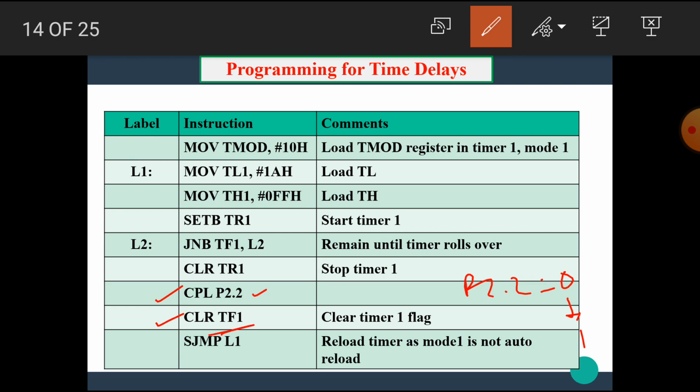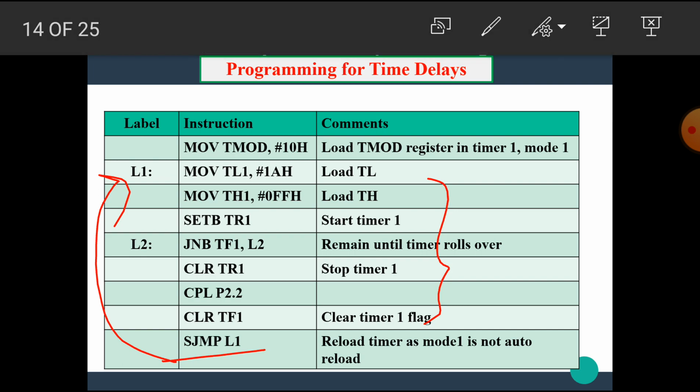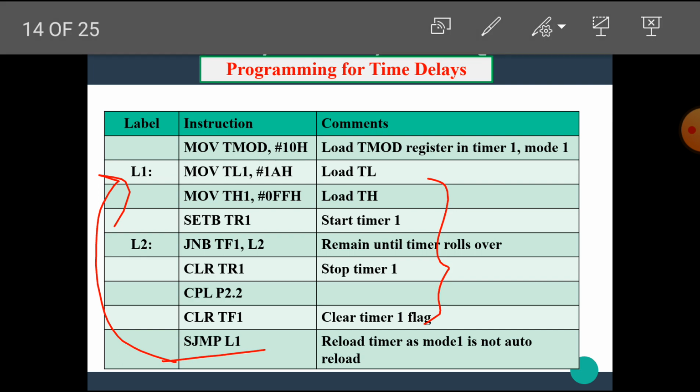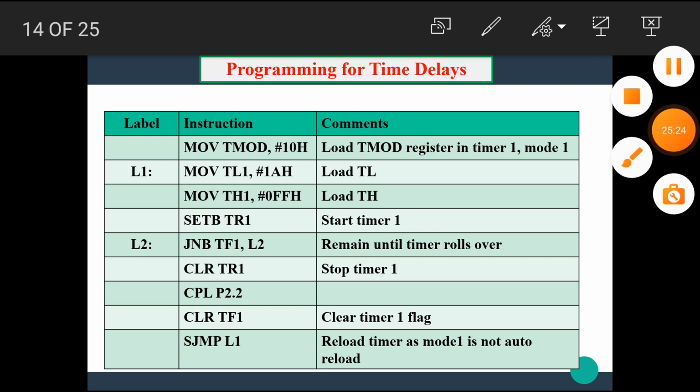The next is CLR TF1. Here the timer flag is set, hence for the next cycle we have to clear it, so we use the instruction CLR TF1. Then after clearing it, SJMP L1, that means short jump to the label L1, and the next execution proceeds. I hope you all understand this simple program. Okay, thank you.